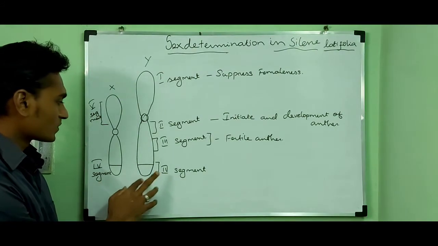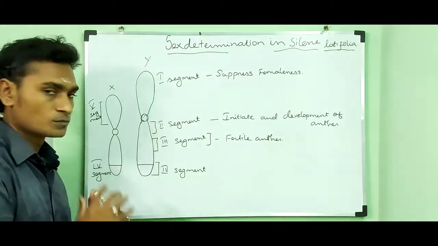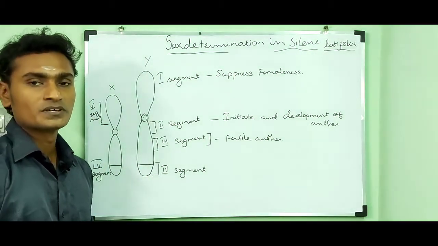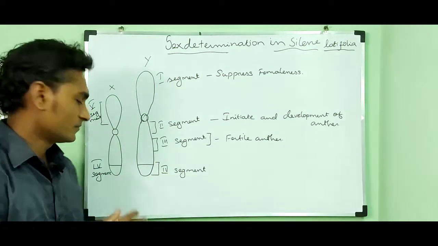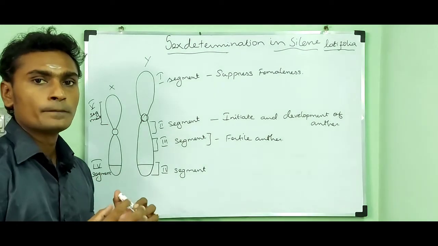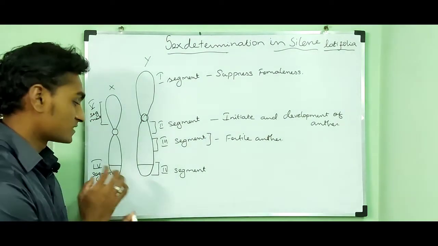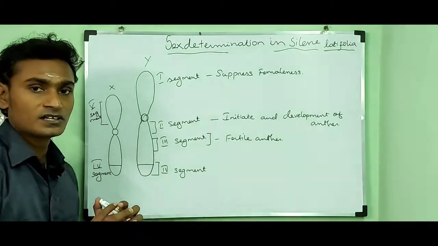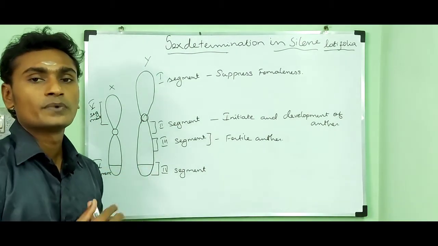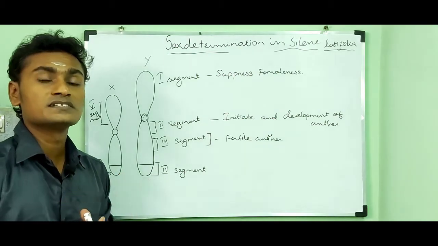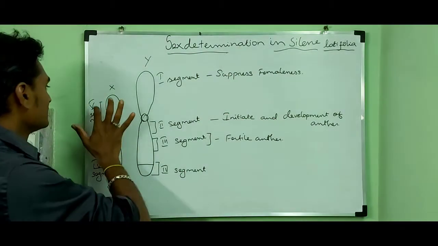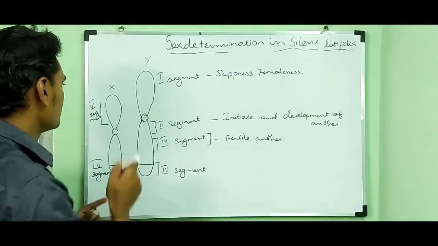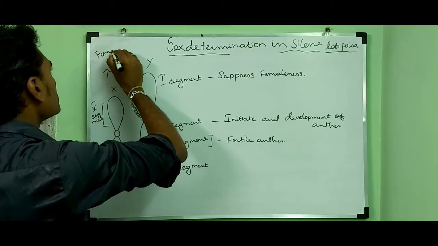So here you can find the fourth segment on the X chromosome, which is homologous to the Y chromosome, because during the meiotic phase the two of them are paired with each other. During meiosis, the two segments are homologous to each other, so they can pair. Then the fifth segment, which is present in the X chromosome, is responsible for femaleness.